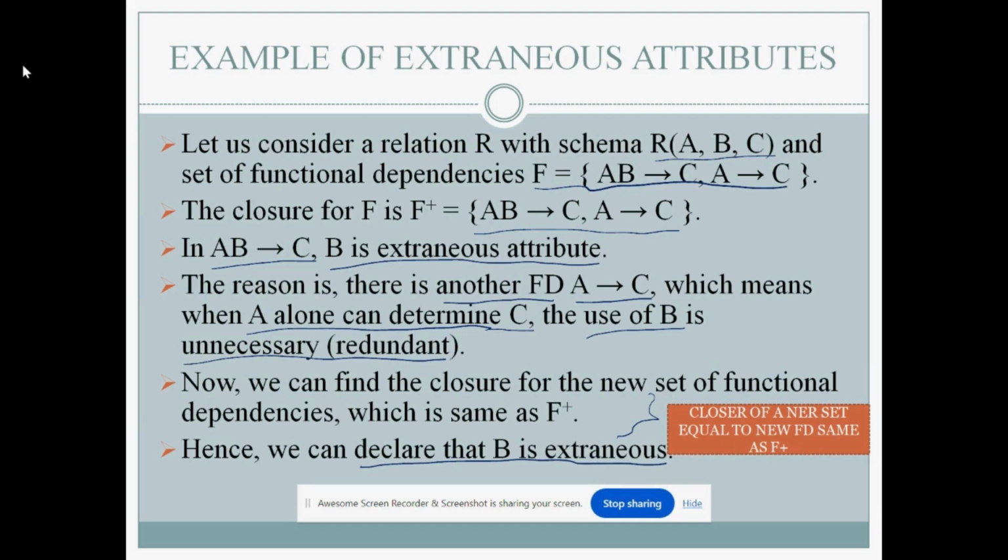It becomes AB implies C, A implies C. In AB implies C, B is an extraneous attribute. The reason is there is another FD A implies C, which means when A alone can determine C, the use of B is unnecessary, redundant. Now we can find out the closure for the new set of functional dependencies, which is the same as F plus. Hence we can declare that B is extraneous.